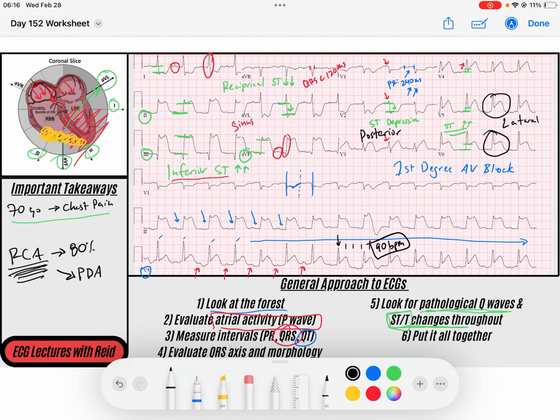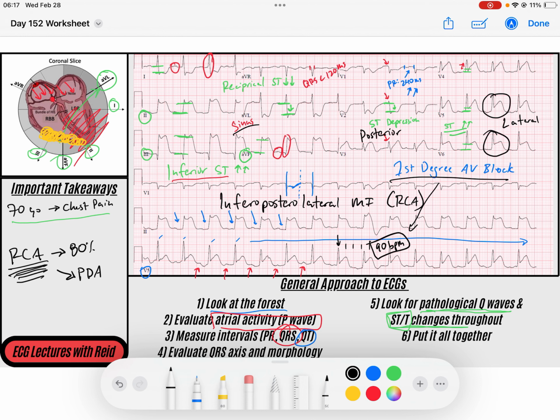And so what do we get here? What is this? We would call this an infero-posterolateral, right? We've got all the things. And so we put this all together, and what do we have? We've got a sinus rhythm with a first degree AV block at a rate of 90 beats per minute with an infero-posterolateral myocardial infarction. And so this person has an acute occlusion of the right coronary artery.